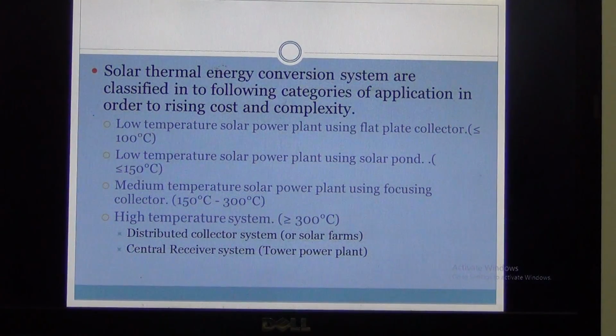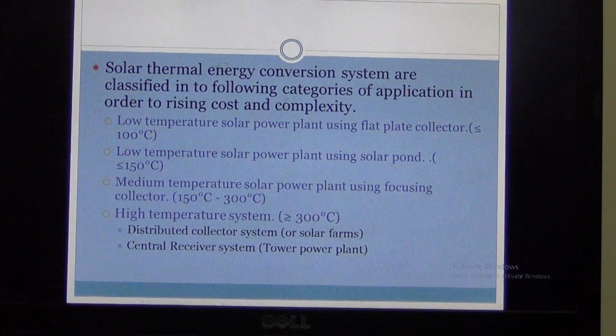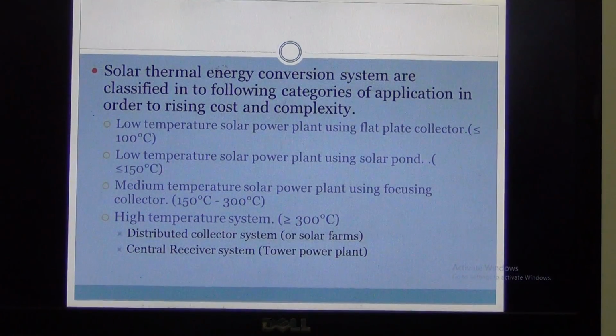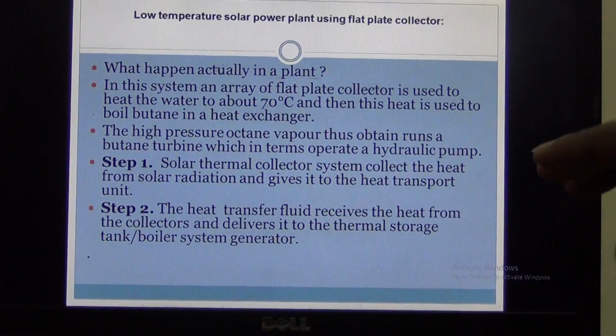For a medium temperature solar power plant, a focusing collector, a concentrating type of collector, is used, and it varies from 150 degrees Celsius to 300 degrees Celsius. For a high temperature system, greater than 300 degrees Celsius, the distributed collector system, that is solar farms, or the central receiver system power plant is used.